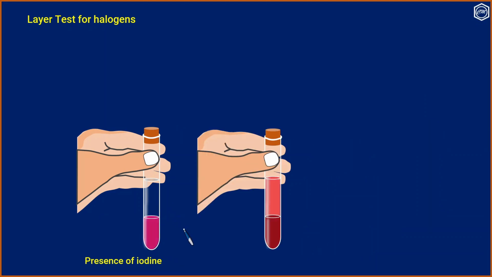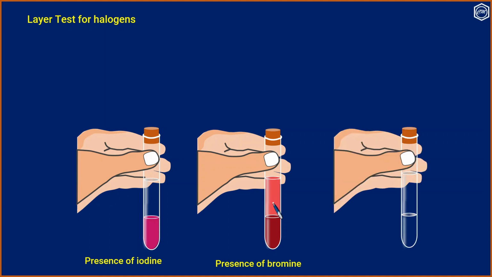Similarly, if we get a red color, that shows the presence of bromine. Here the aqueous layer also is slightly colored because bromine is slightly soluble in water. And no color change shows the presence of chlorine.